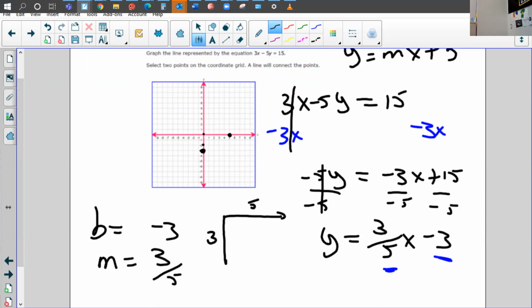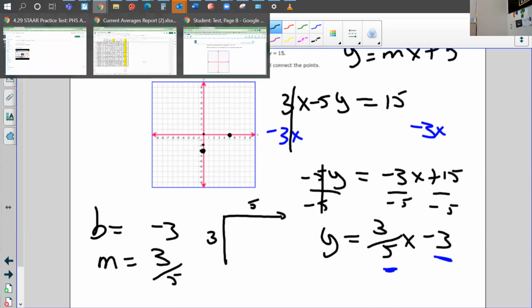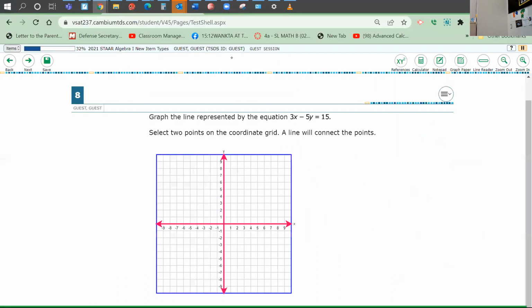All right. Let me back it for a second. In fact, let me do this real quick and come back. So let's go back here. So I'm going to do this now. So my starting point is -3. I go up 3 and over 5. That's my line right there.